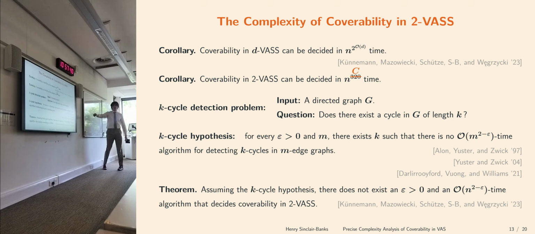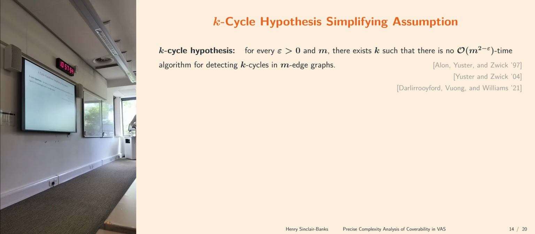And we're going to use this to prove a quadratic lower bound on the time required to decide coverability in 2-VASS with unary encoding. It's the same thing. I'm just going to show that for every epsilon there is no n to the 2 minus epsilon time algorithm for coverability in 2-VASS. Okay?